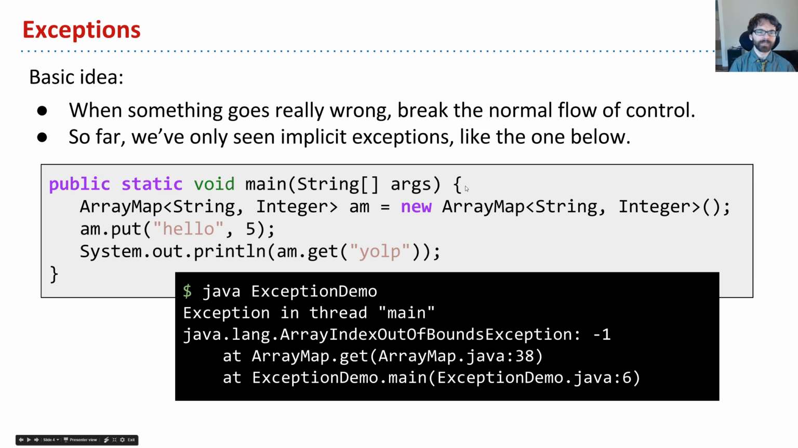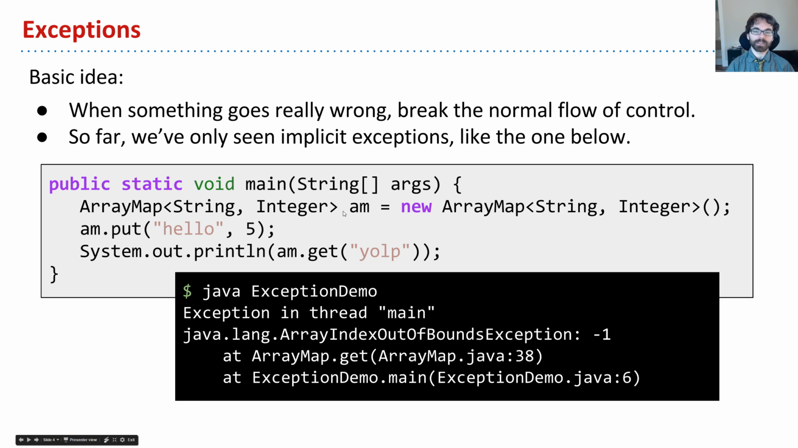Let's continue our journey into the glorious world of Java syntax. So today we're going to talk about exceptions, and we've already seen these before. The basic idea is that when something goes wrong when our program's running, we want to break the usual flow of control. That is, rather than business as usual, just keep running the program, we want to do something else when things break.